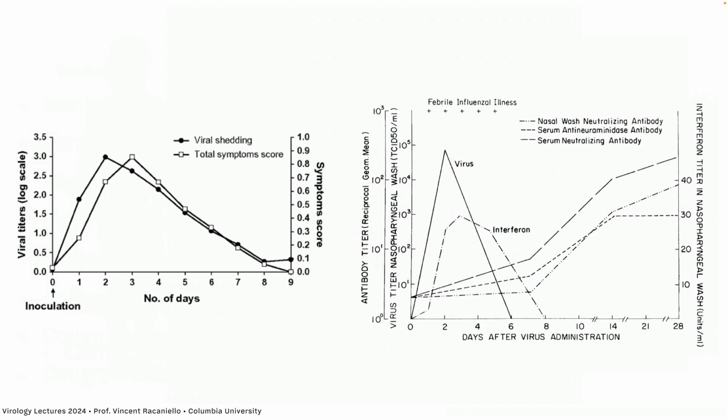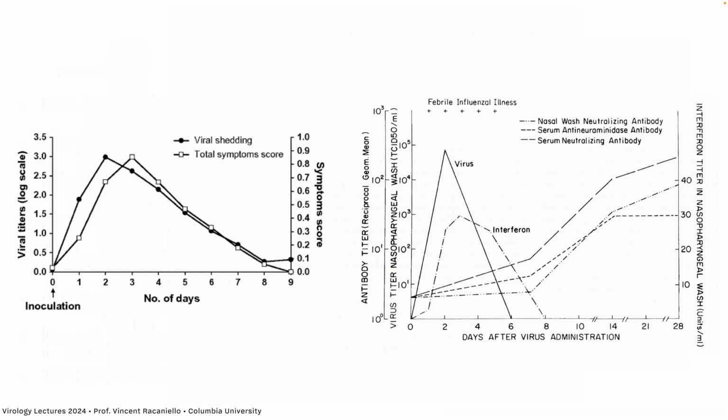And then this is a second challenge study on the right where we're looking at more parameters. Again, on the left, we have antibody. Actually, we have multiple y-axes. We have antibody titer, we have virus titer, and the nasopharyngeal wash. And then on the right Y, we have interferon titer in the nasopharyngeal wash. So you take a little bit of PBS saline, you put it in the nose, and then you measure these things.